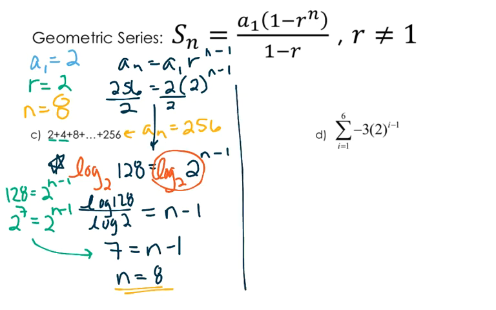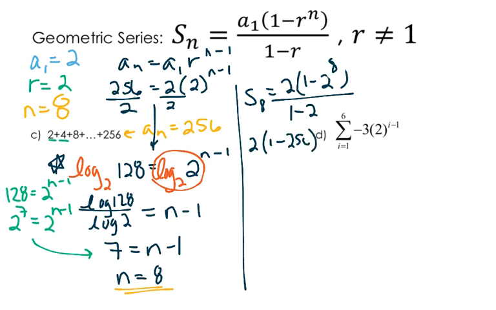All right, so now we're going to go ahead and do the sum formula for this problem. So I have 8 terms. The sum of my 8 terms is equal to a sub 1 is 2, 1 minus r is 2 to the 8th power, n was 8, divided by 1 minus 2. So do this work. I get 2 times 1 minus 256, all of this divided by negative 1. So 2 times negative 255 divided by negative 1, and my final answer is going to be 510.